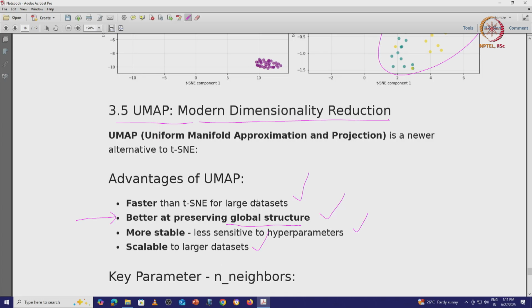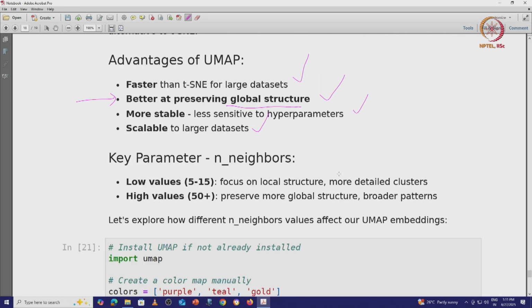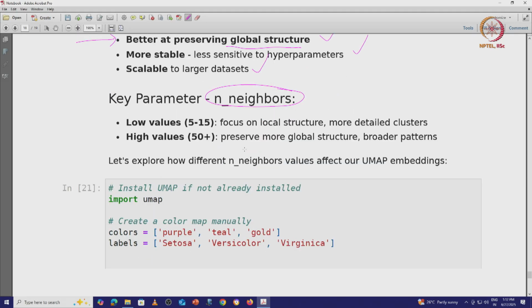So these are some of the advantages of UMAP. The key parameter here is the number of neighbors. Low values will focus on local structure and more detailed clusters, whereas higher values will preserve more global structure and broader patterns may emerge. So let's explore how different n neighbor values will affect our UMAP embedding.